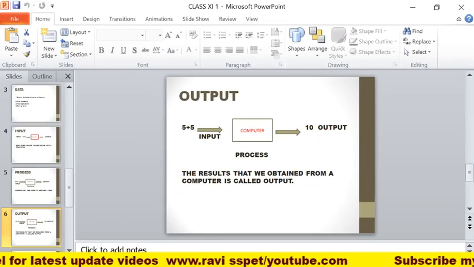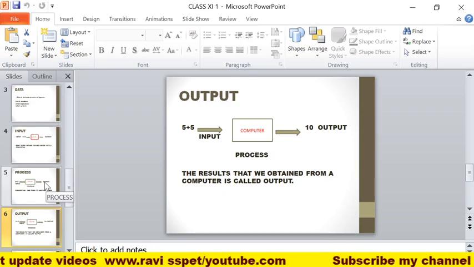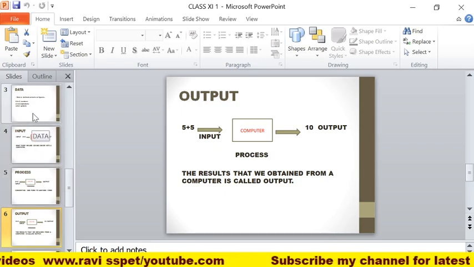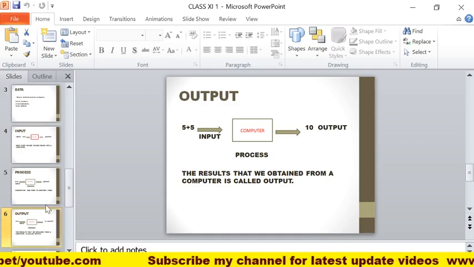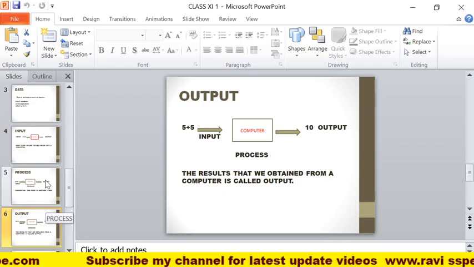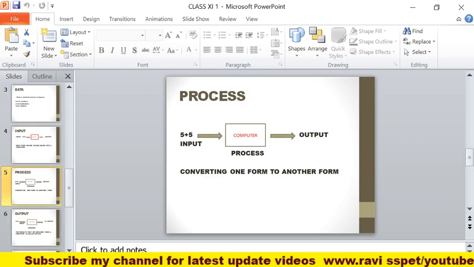Now let us see what is a process. Data we have completed, we have seen input, we have seen output. So now let us see what is process. What is process?